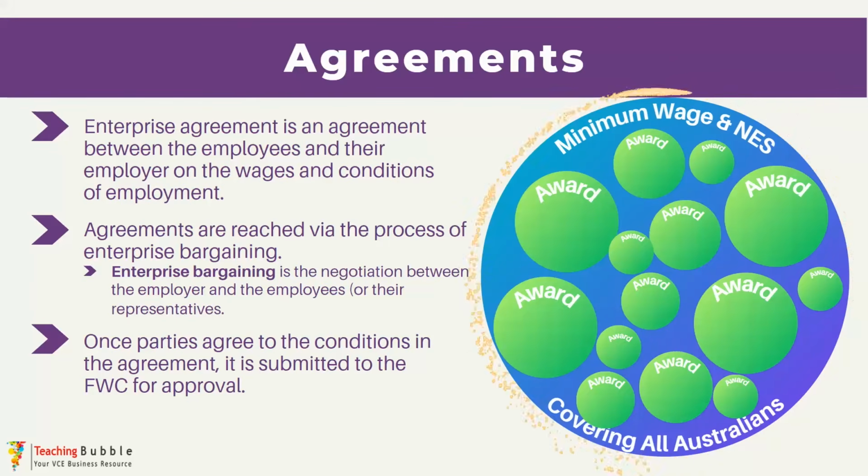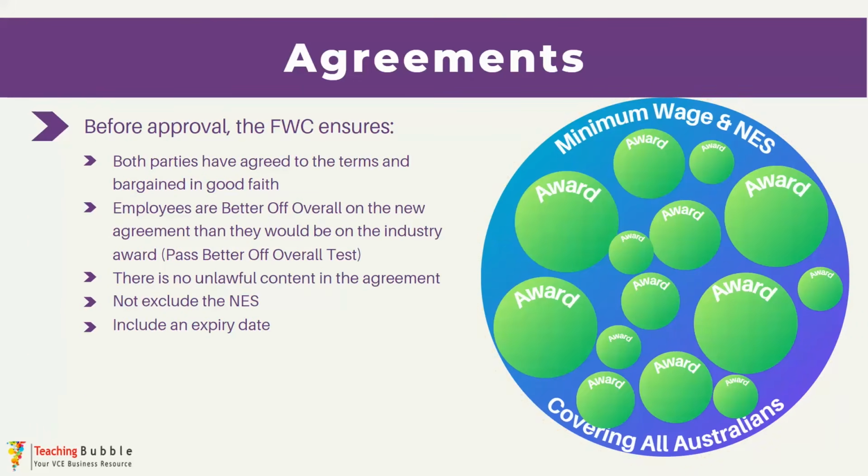Now, they go through this process of enterprise bargaining, and once an agreement has been met, and the majority of the employees actually vote yes for the agreement, meaning that the majority are approving of the offer, it's then sent to the Fair Work Commission for approval. So, this is the final level of protection, I guess, for employees.